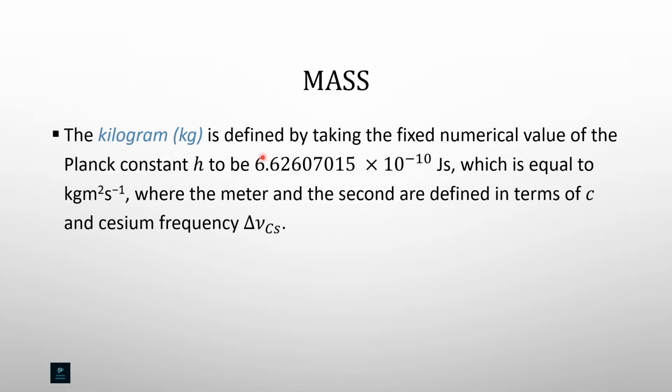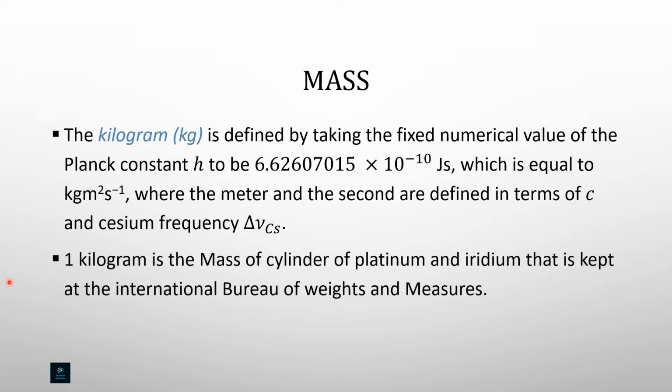Kilogram is defined by taking the fixed numerical value of Planck's constant h to be this much joule second, which is equal to kg meter square per second, where the meter and second are defined in terms of speed of light c and cesium frequency. 1 kilogram is a mass of cylinder of platinum and iridium that is kept at International Bureau of Weights and Measures.